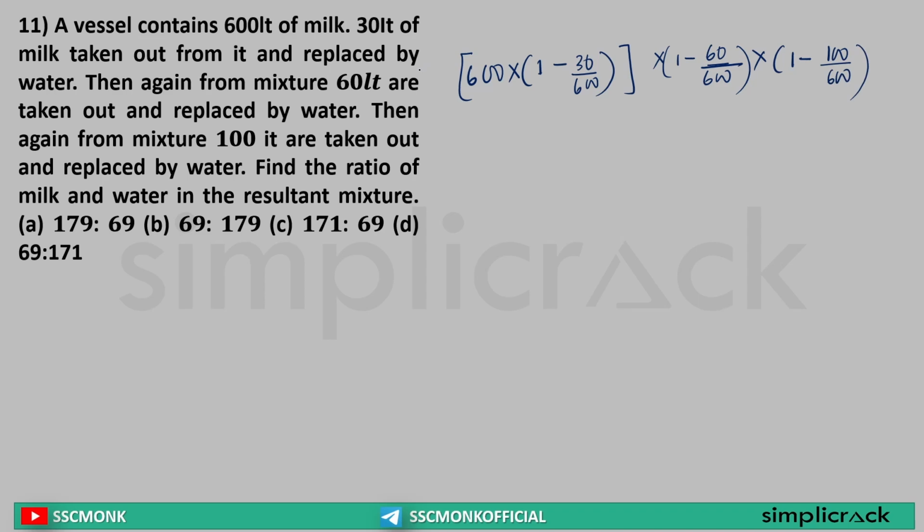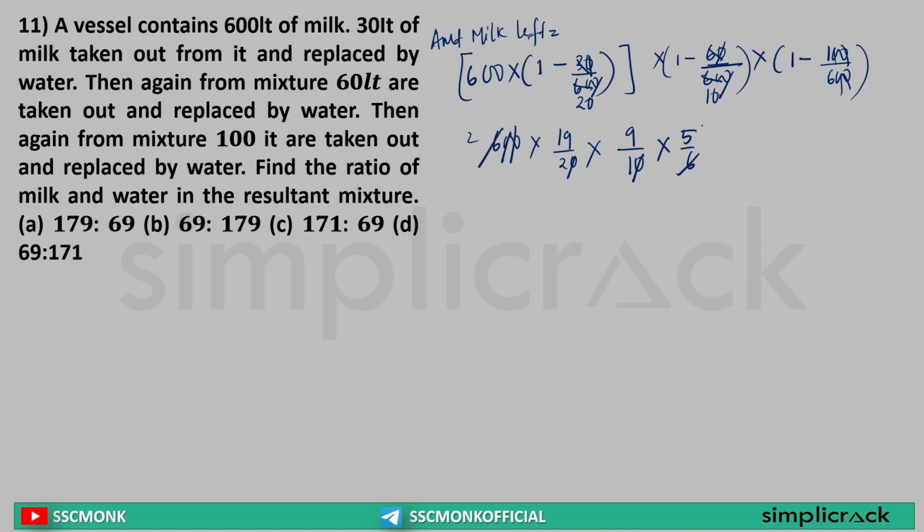This means amount of milk left is equal to 600 into this much. Yes or no? Yes sir. So that means I can write 600 multiplied by, 20 into 1 minus 1, that is 19 by 20, multiplied by, 10 minus 1 is 9 by 10, multiplied by, 1 minus 1 by 6 is equal to 5 by 6. Clear? Crossed out 6.